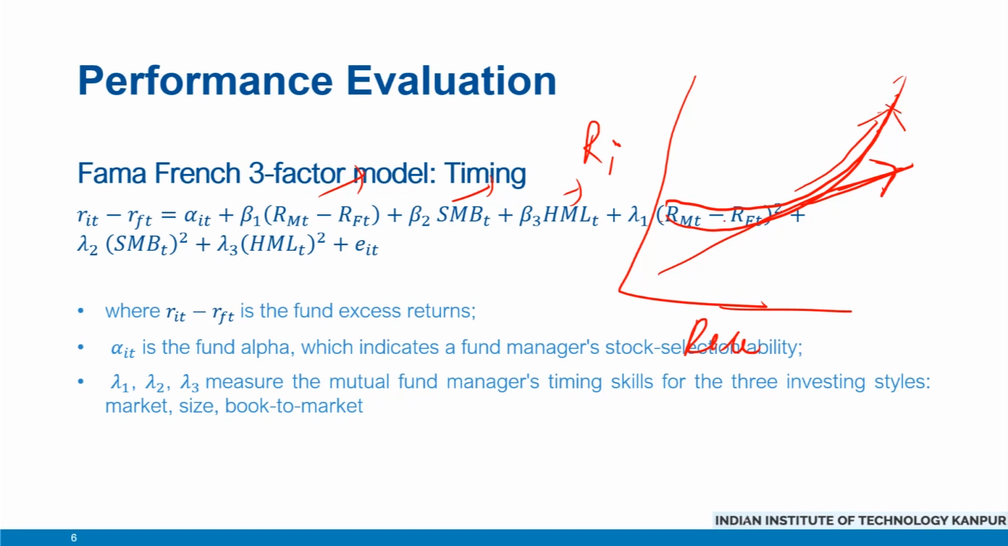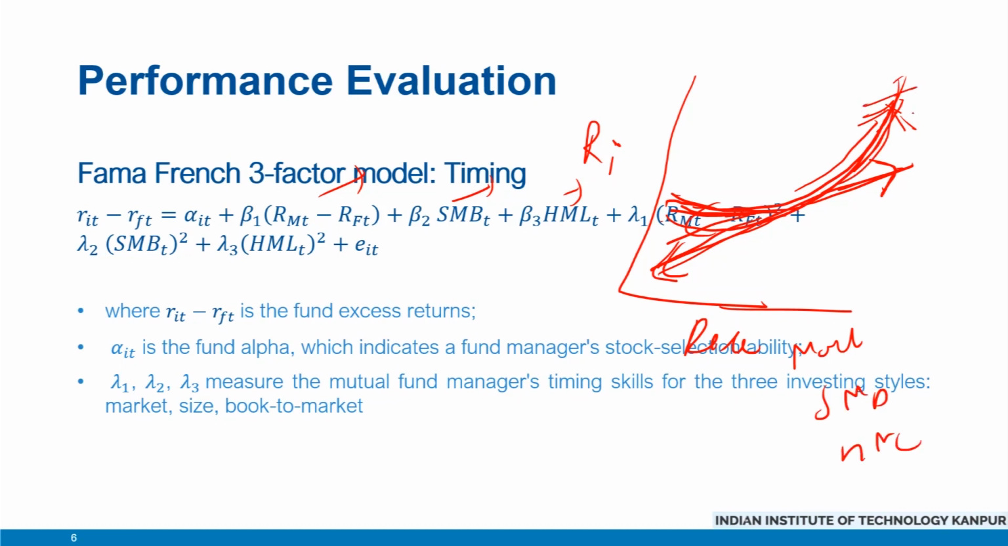And similarly, if they anticipate it will decrease, then they are expected to decrease their exposure to this risk factor or style. They will not perform well because the factor itself is performing poorly, but their underperformance will be less because now they have decreased the exposure to this factor. So either way they will gain. If it is going up, they will go further. This can be the market factor, SMB or HML, any such factor.